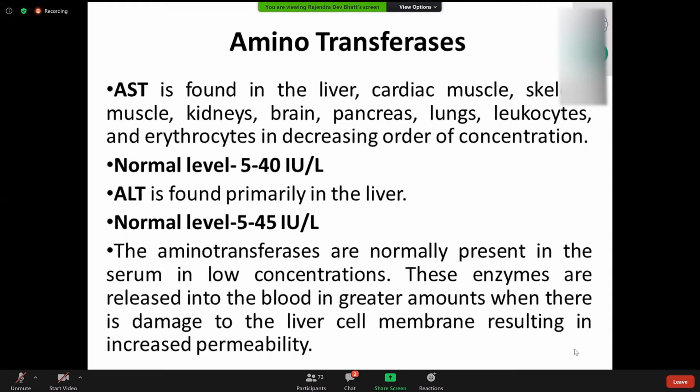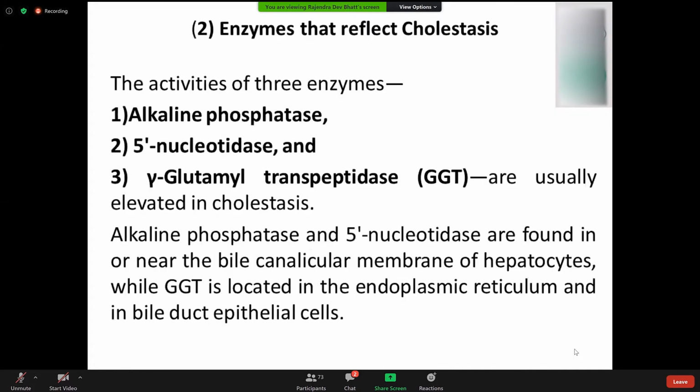The aminotransferases are normally present in the serum in low concentration. These enzymes are released into the blood in greater amounts when there is damage to the liver cell membrane, resulting in increased permeability. That means if there is any kind of injury in the hepatocytes, that time these SGOT or SGPT or AST, ALT enzymes are a little bit high. Sometimes they are high 20-25 fold also. That's why these are very good, sensitive markers for hepatocellular damage.